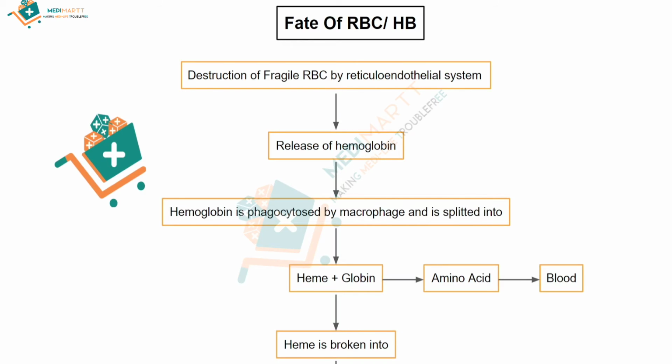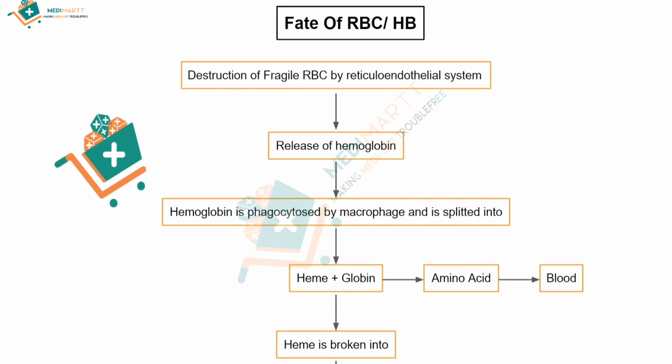Now hemoglobin is phagocytosed by the macrophage and is split into two main parts, that is the heme part and the globin part. Some part of the globin is converted into amino acids, and it is dissolved into the blood.